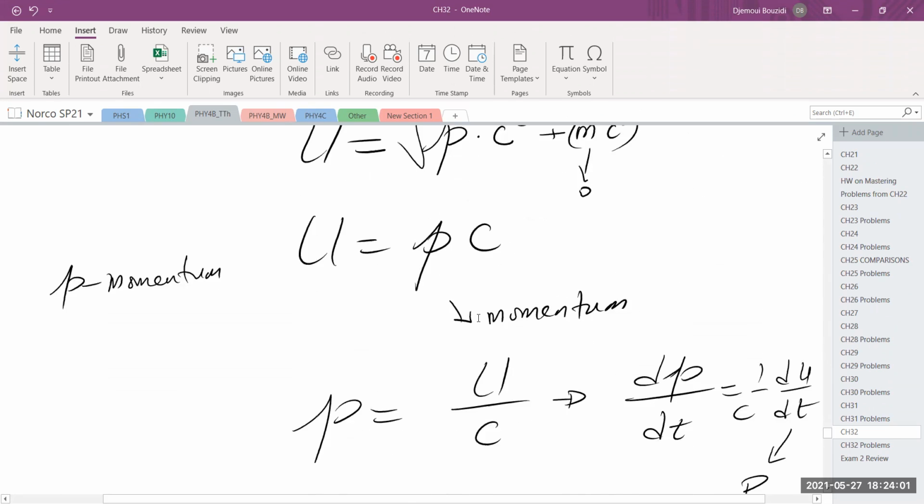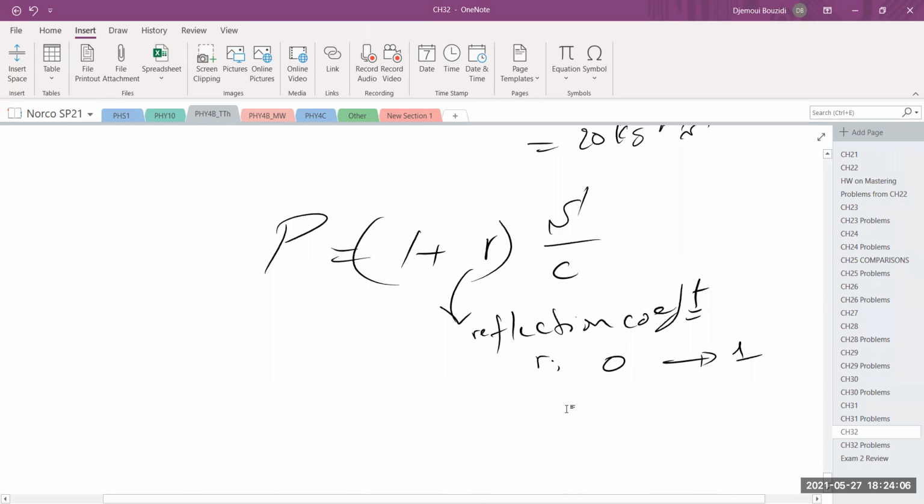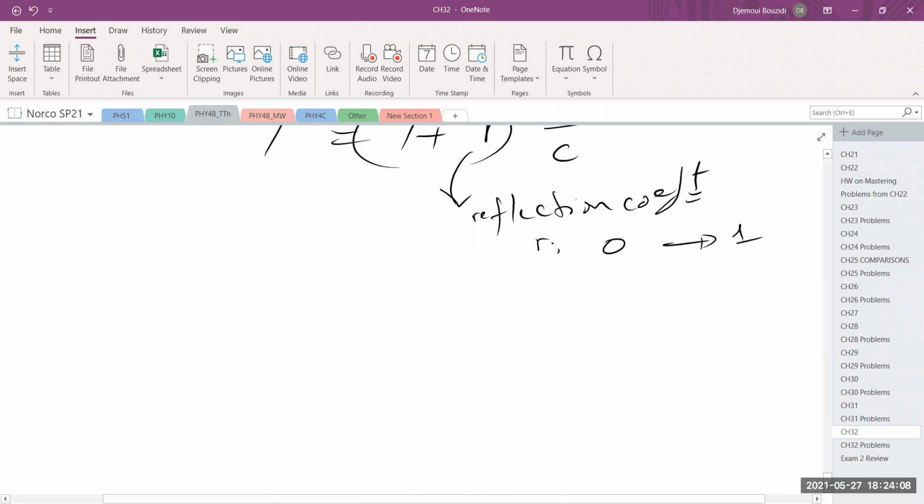So this is the entire chapter 32 with all of its contents. Make sense? It will not make sense until we do problems, actually.